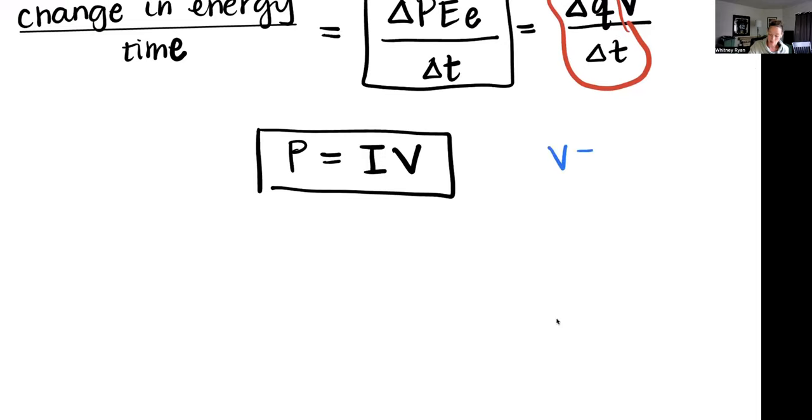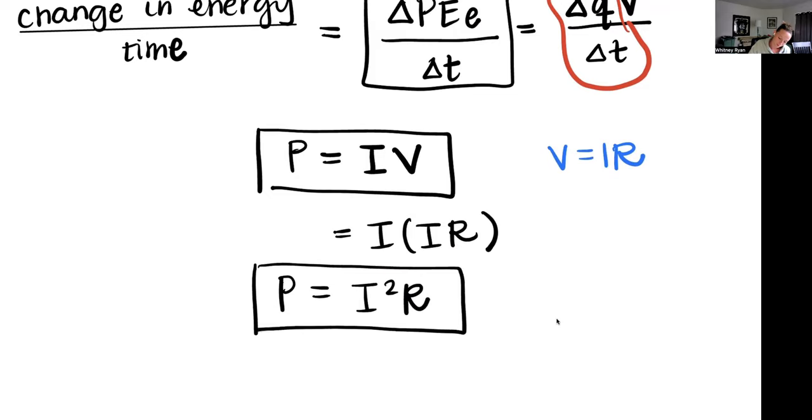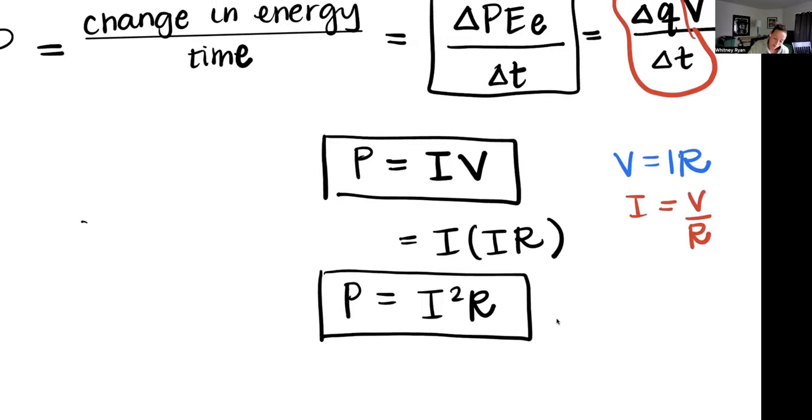Awesome. I also know that V equals I times R. So if I plug that in, I times R, I get another equation for power. Awesome. And even further, I could have put in what the I is. So I also know that I is equal to, in terms of Ohm's law, V over R. So if I went that route, this would be equal to V over R times V. So I would get V squared over R as my power as well.